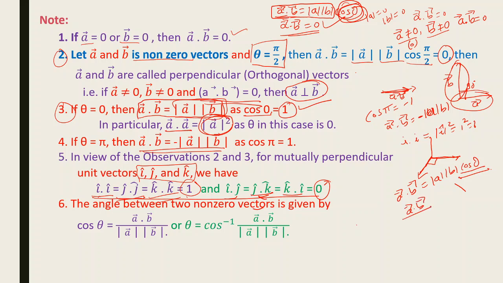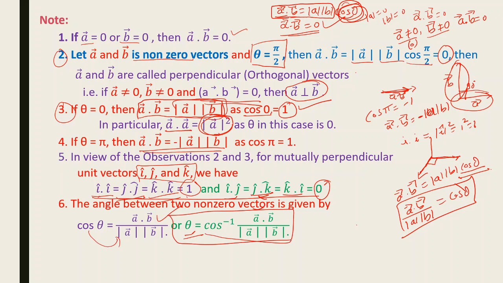When you take magnitude of a into magnitude of b to the left side, it goes to the denominator. That means cos theta is equal to vector a dot vector b divided by magnitude of vector a into magnitude of vector b. Or you can also write it as theta is equal to cos inverse of vector a dot vector b divided by magnitude of a into magnitude of b.